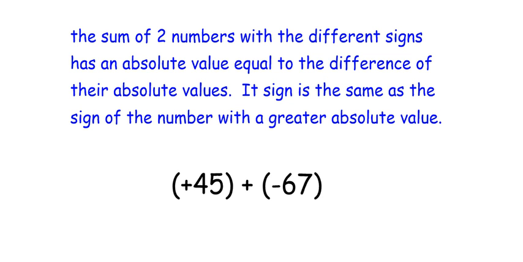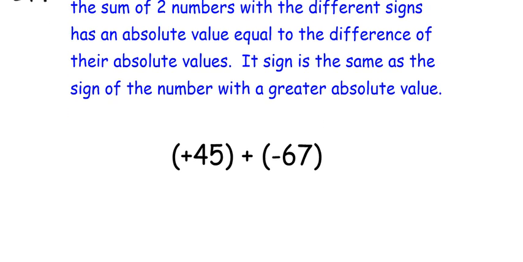Rule number 2, or procedure number 2. So the sum of the 2 numbers with different signs has an absolute value equal to the difference of their absolute values. Its sign is the same as the sign of the number with a greater absolute value. All right, let's break this one down using this problem now.